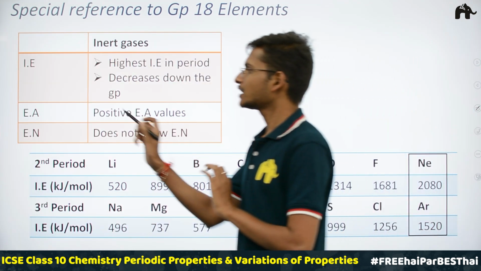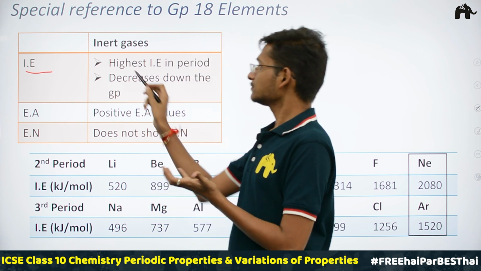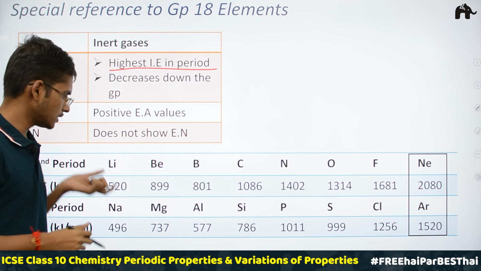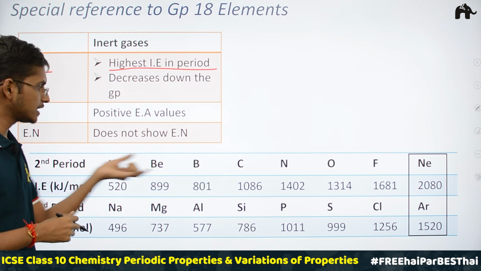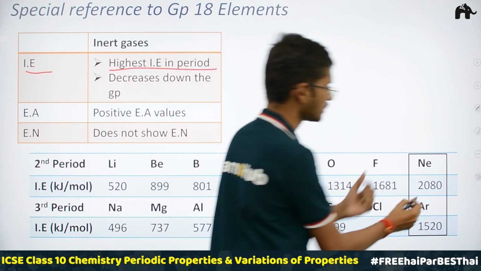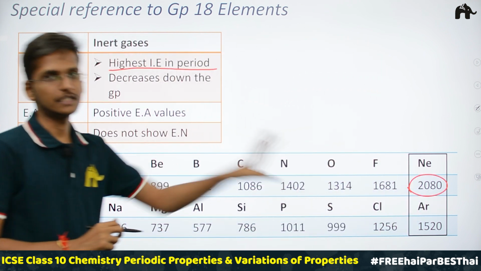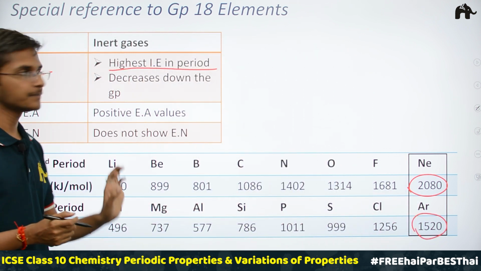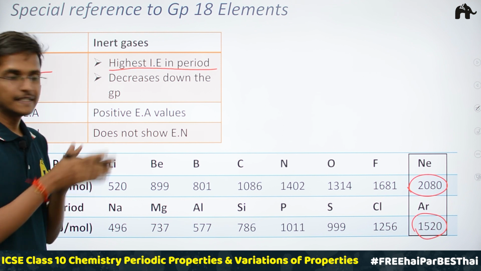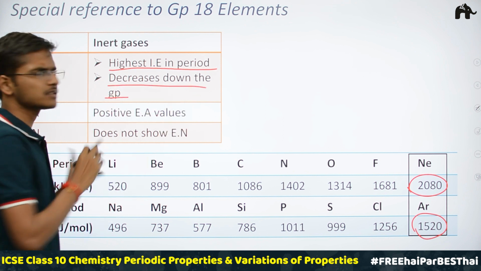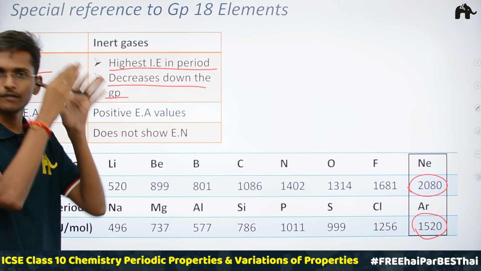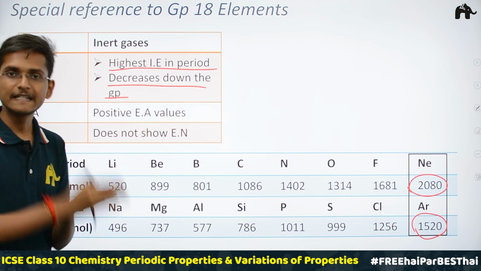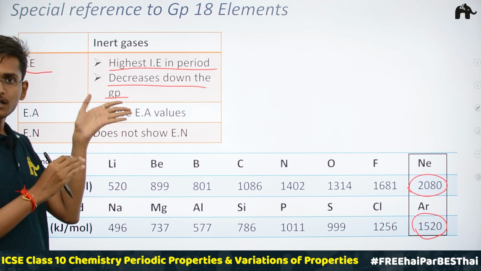Next is ionization energy. They show the highest ionization energy in the period. In the example of second period elements, you can clearly make out the highest ionization energy is 2080 and it is shown by inert gases. Similarly, in the third period as well, the highest ionization energy is 1520, shown by argon. Now the ionization energy decreases as we move down the group. It's simply following the trend of ionization energy down the group, and we know that ionization energy decreases, so it is also decreasing.